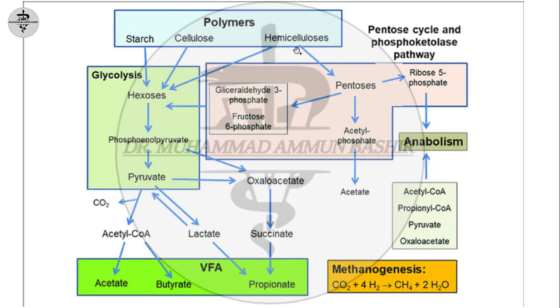When the carbohydrate is broken down, there are two pathways that take place inside the rumen of the cow side by side. One is glycolysis. The starch, cellulose and hemicellulose break down into hexoses, into pyruvate, ultimately into the three fatty acids acetate, butyrate and propionate, while hemicellulose is also broken down into pentose sugar that will convert into acetate. Keep in mind that butyrate and propionate production occurs only via one cycle, while acetate production occurs via two cycles inside the rumen of a cow. That's the biochemistry of carbohydrate metabolism.